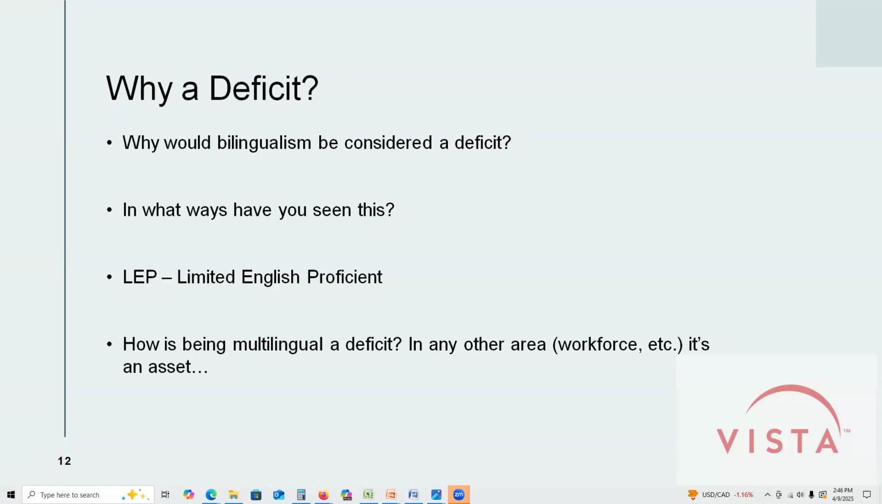For example, as I said, I started a program in North Carolina and I was the LEP chair. I had a whole committee under me. We were the LEP committee. I was the LEP committee chairperson. I oversaw all things related to LEP. LEP was my title. Limited. And I want to just think about this for a minute.